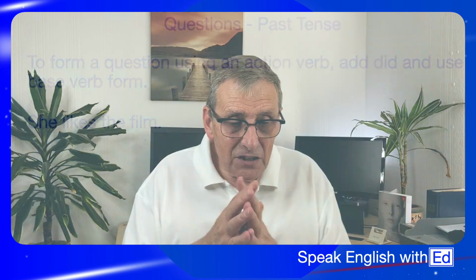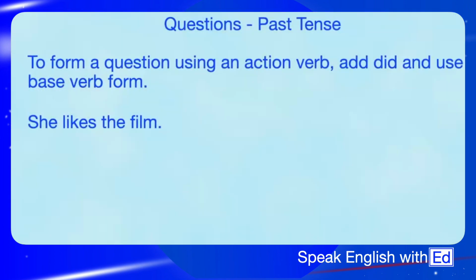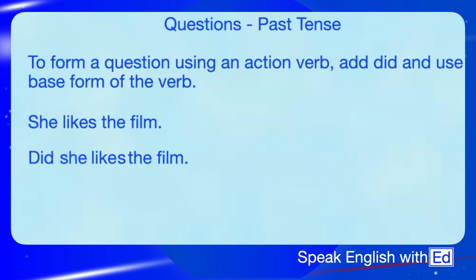Now that was for the verb to be. To form a question with an action verb, something that happens, you don't use the verb to be. It isn't in the sentence, so it isn't just a matter of changing things around. You wouldn't say "likes she the film," so we don't change them around here. What we have to do is add a word, and the word that we add is did. Did she likes the film?